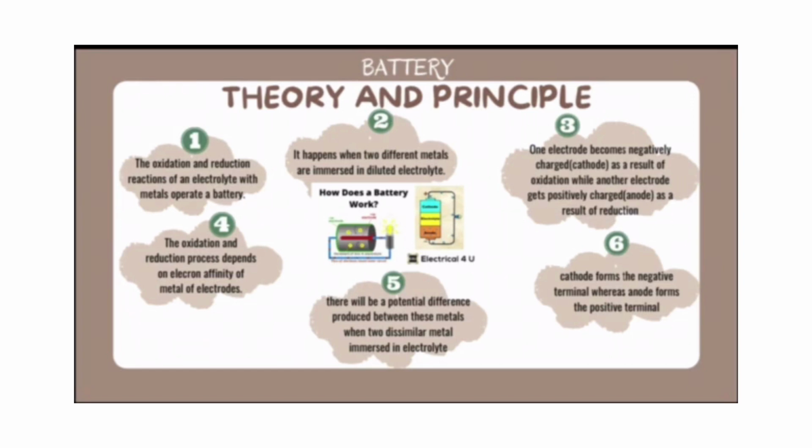The oxidation and reduction process depends on the electron affinity of the metal of the electrodes. There will be a potential difference produced between these metals when two dissimilar metals are immersed in an electrolyte. The cathode forms the negative terminal, while the anode forms the positive terminal of the battery.